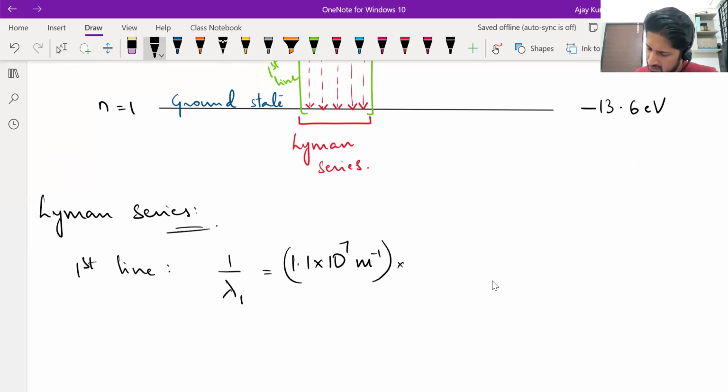Z square for hydrogen is 1, multiplied with 1 by n2 square. The final orbit number in Lyman series is 1. Initial orbit number depends on which line you want. First line means initial orbit number is 2. So 1 by 2 square. So 1 minus 1 by 4, 3 by 4.